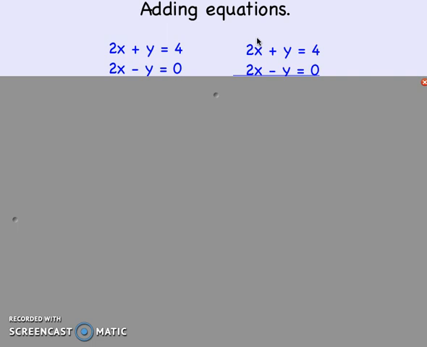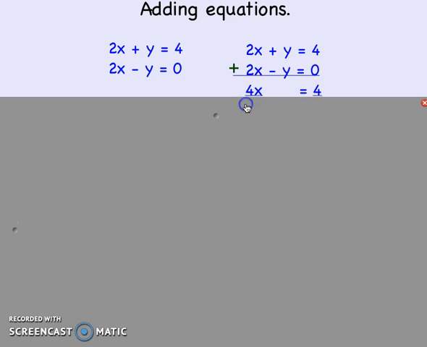Both equations are in standard form, so my x terms come first, then my y terms, and then on the other side of the equal sign are my constants. If I were to add these equations together, I'm going to put a plus sign here, and I'm literally going to add or combine my like terms. So 2x plus 2x is 4x. Positive y plus negative y is 0. Those cancel. And 4 plus 0 is 4.